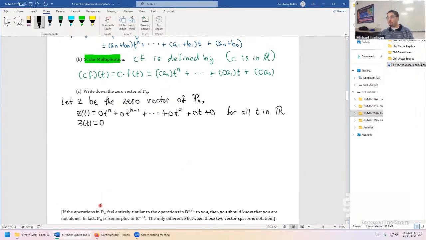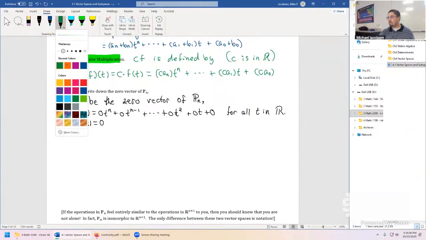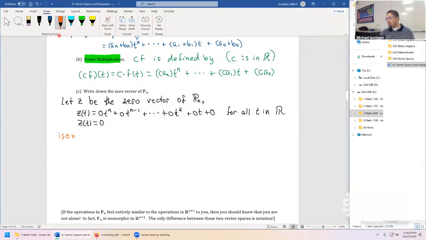If the operations in Pn feel familiar to you as operations in R^(n+1), then you're right. This is the same stuff. We're going to later on say that this is an n+1 dimensional vector space, just like R^(n+1) is also n+1 dimensional. We'll say Pn is isomorphic to R^(n+1). And looking into that word once more, isomorphic: iso just means same, morphic means form. What we're saying is Pn has the same actual algebraic structure as R^(n+1).